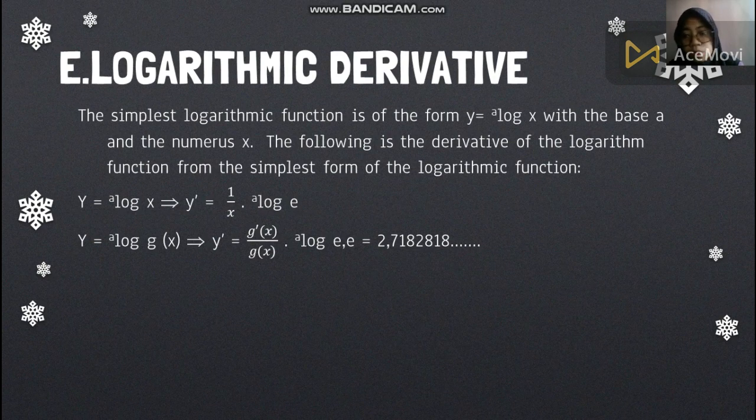y = log base a of g(x), y' = g'(x) over g(x) times log base a of e, where e = 2.718281.